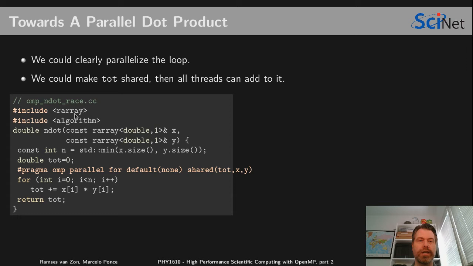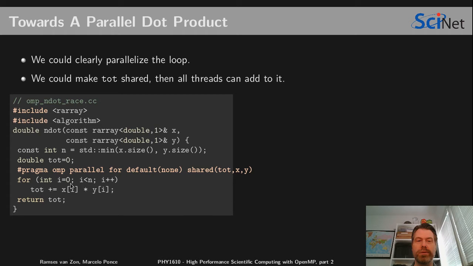Then we have to share x and y because we need access to them. Int i is defined inside of the parallel region, and so it's automatically private, which is what it should be. But tot should also be shared because we want to add to the same variable tot so that we get the result out afterwards. So this will parallelize the loop. It will get these cases done at the same time by the number of threads that we assign.